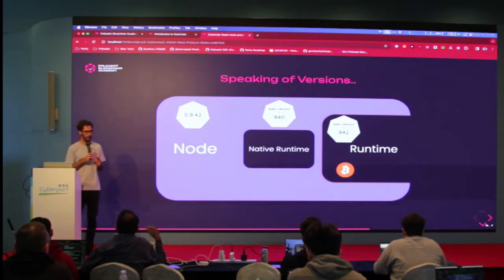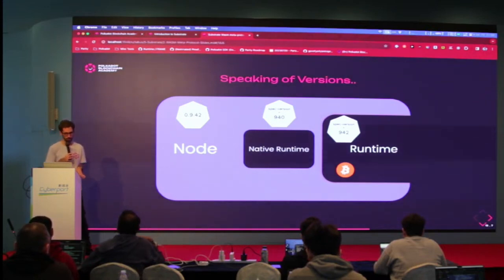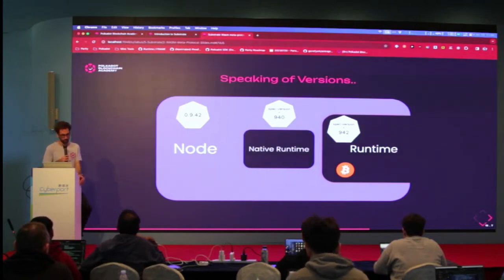No, no one has to run the native runtime. It's completely optional. If your native runtime is out of date, it's out of date. It's fine. You will survive by just running the WebAssembly one. Okay, got it.